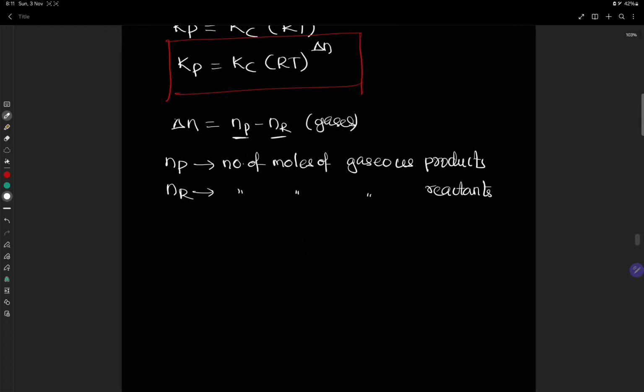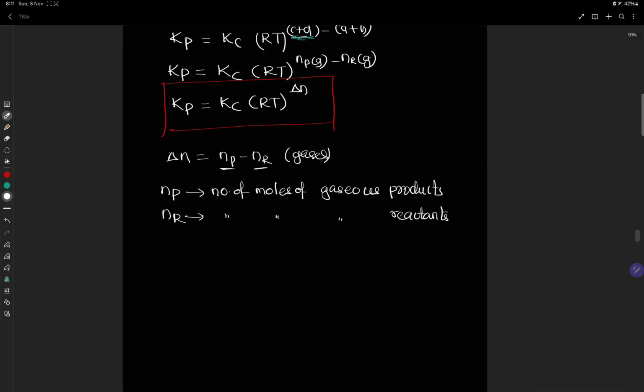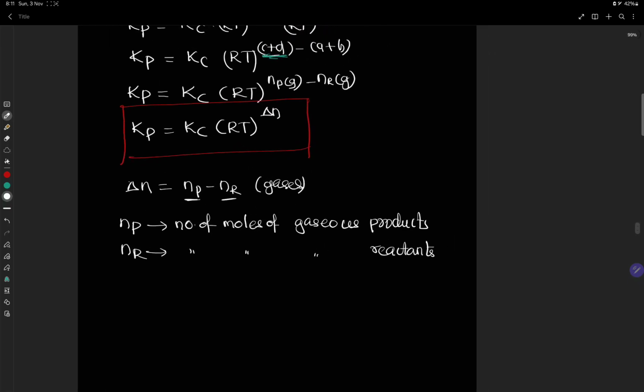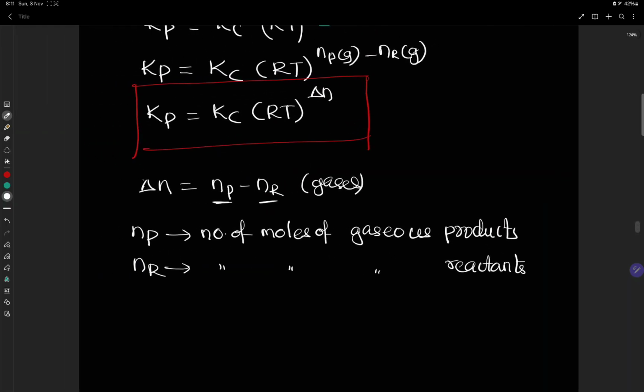So the Kp Kc relation depends on what? Delta N. This is a very important equation. At a given temperature, T is constant, and R is the universal gas constant. So the Kp Kc relation depends on the delta N value. If delta N is different, the Kp Kc relation is also different.